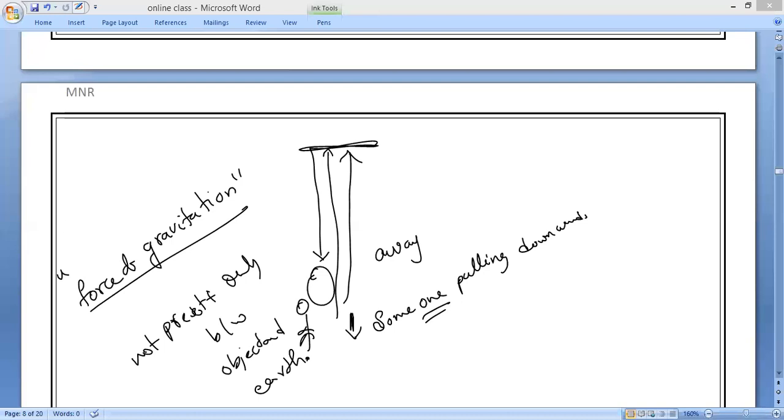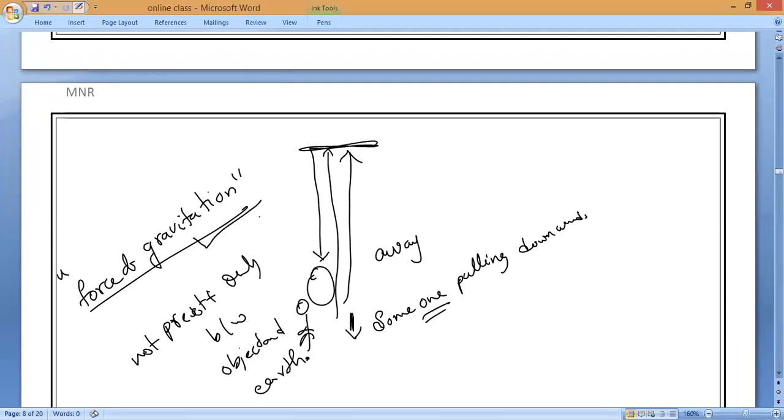How did he prove it? With the help of Kepler's laws and the inverse square rule. That is all we'll study in the next class. Hope you all understand what the force of gravitation is. It is the pulling force: whatever object is thrown upwards always tries to get accelerated back towards the earth. So that force of attraction, what did Newton call it?